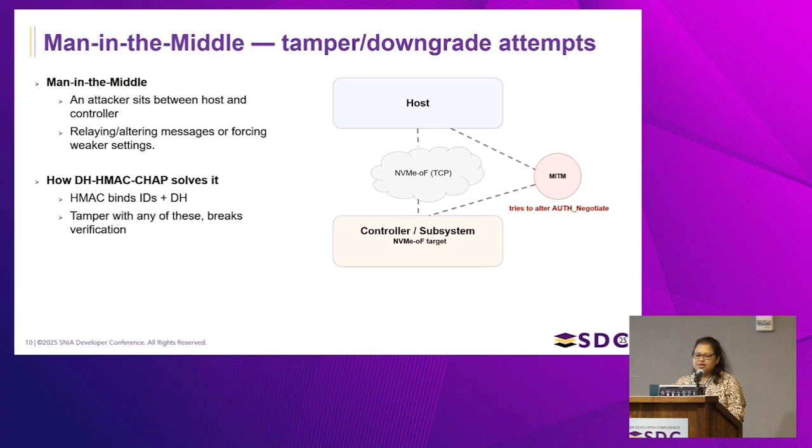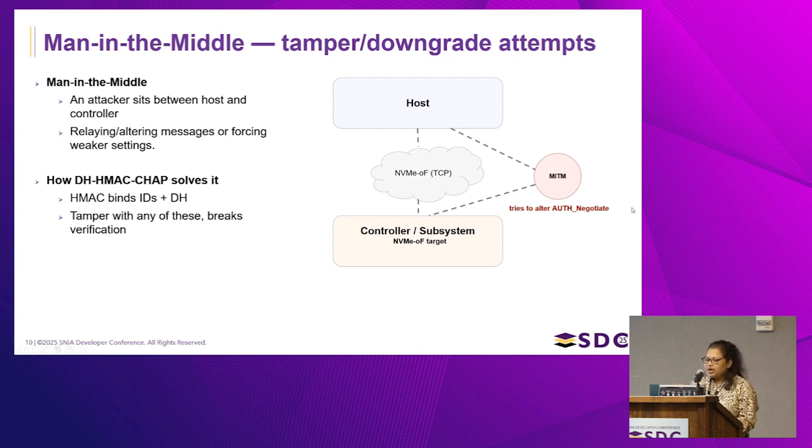So the next attack is man in the middle. This is when an attacker wedges in between the host and the controller. This is the man in the middle attack. They can relay the traffic, they can try to alter the messages, try to downgrade the entire negotiation. For example, pushing the connection toward a weaker hash or a weaker DH group during auth negotiation. During auth negotiation, both the host and controller negotiate on all the parameters, right? So this attacker will try to reduce the parameters that are exchanged.